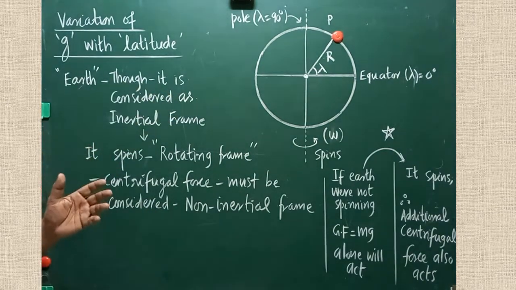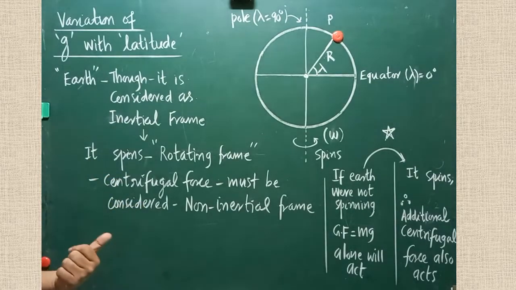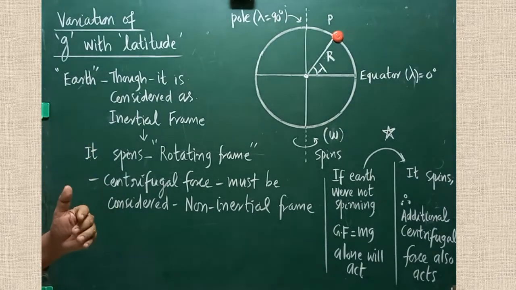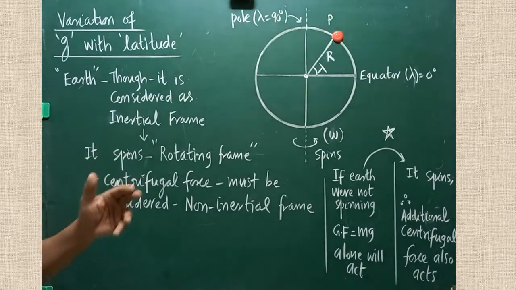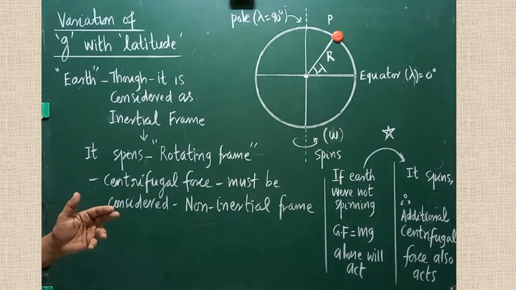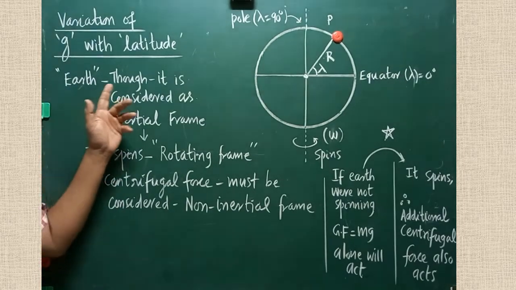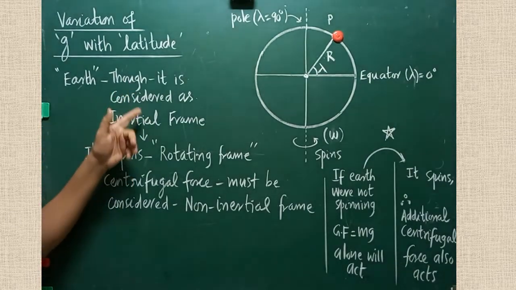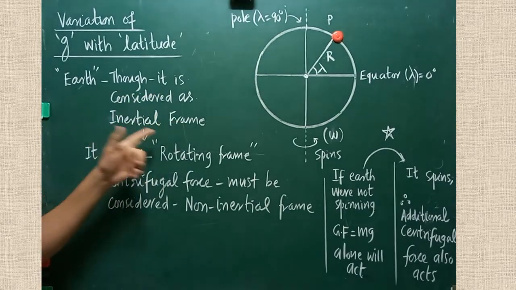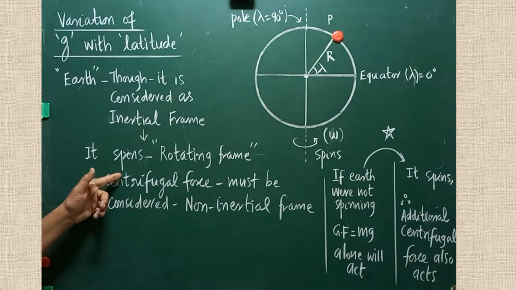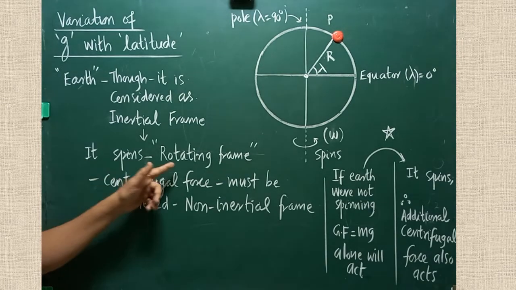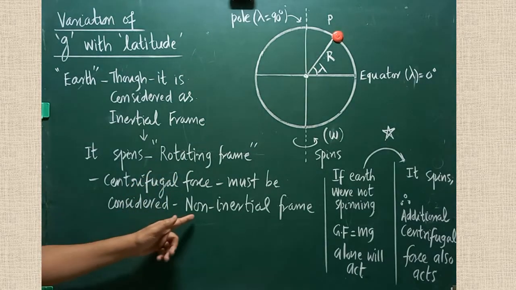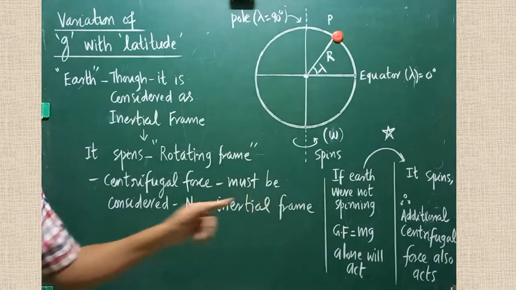Now we have to see whether the Earth is an inertial frame or non-inertial frame. In certain cases, Earth is assumed as an inertial frame. Are you clear? In the third chapter while learning the laws of motion, we already learned that Earth is considered as an inertial frame of reference. That's why I have written the sentence here. Though it is considered an inertial frame of reference, since it is spinning about its axis, the Earth becomes a rotating frame of reference. All rotating frames of reference must be taken as non-inertial frames of reference.